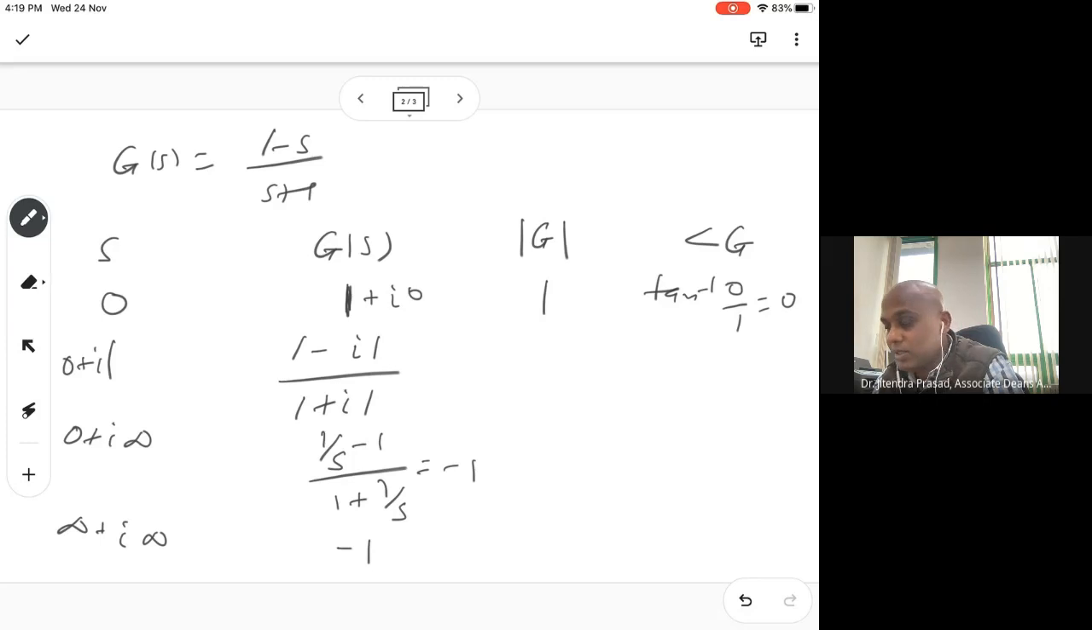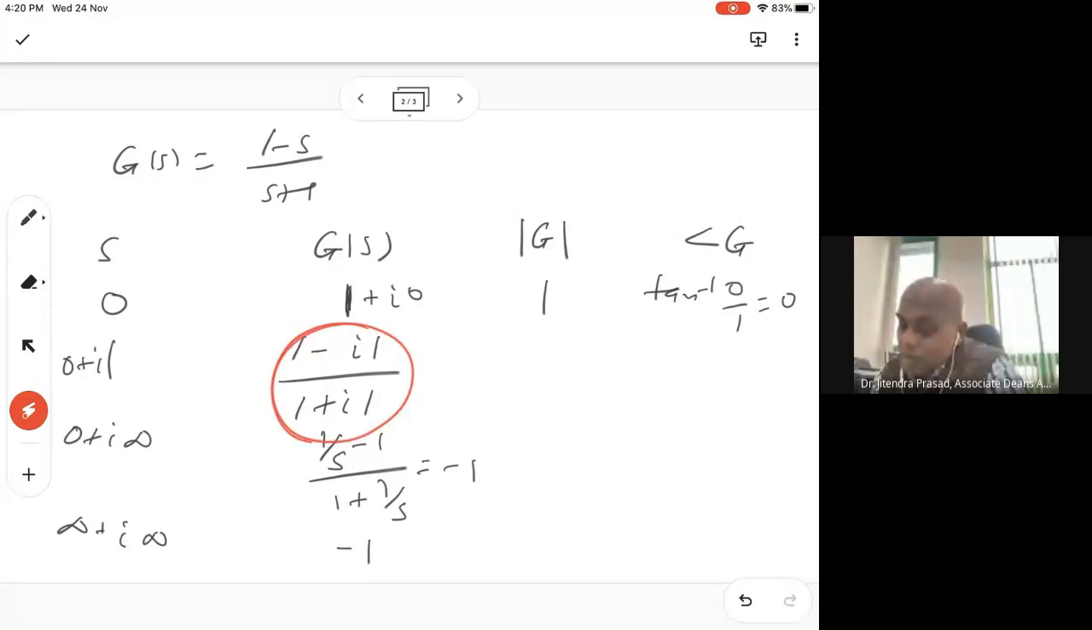Yeah, so okay, what about here? You look at it, then what? The magnitude of this will be the square root of 1 squared plus 1 squared, basically, right? So we get root 2 by root 2, equal to 1. So here also we get 1 only. Okay, but what is the angle?